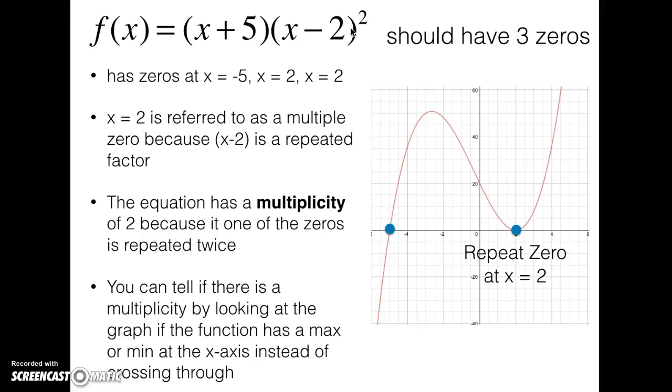You can tell if there is a multiplicity by looking at the graph if the function has a max or min at the x-axis instead of crossing through. So it turns around at the axis instead of going right through it.